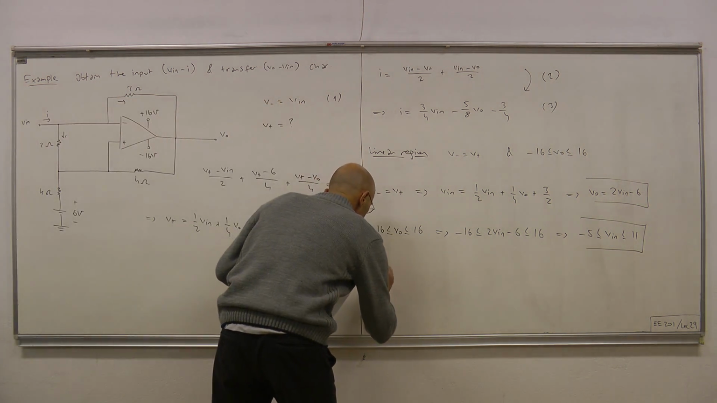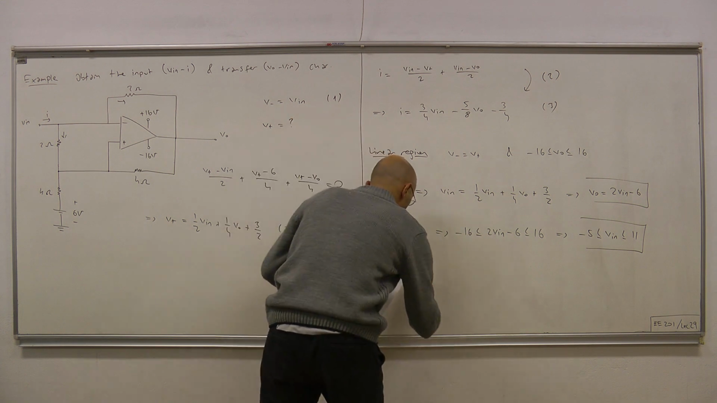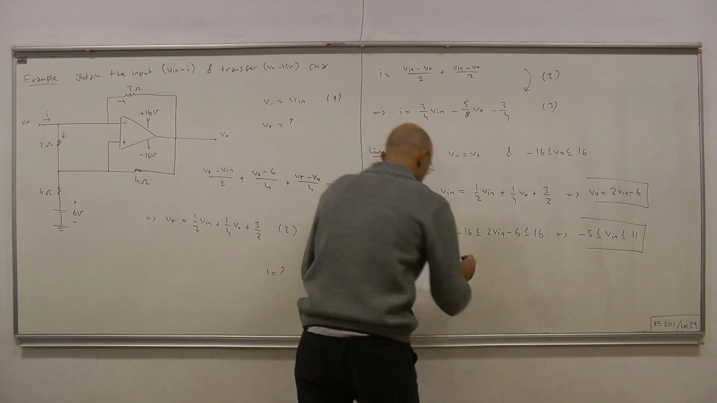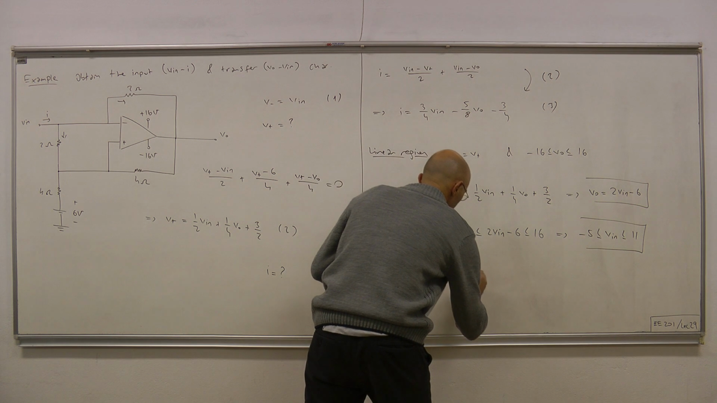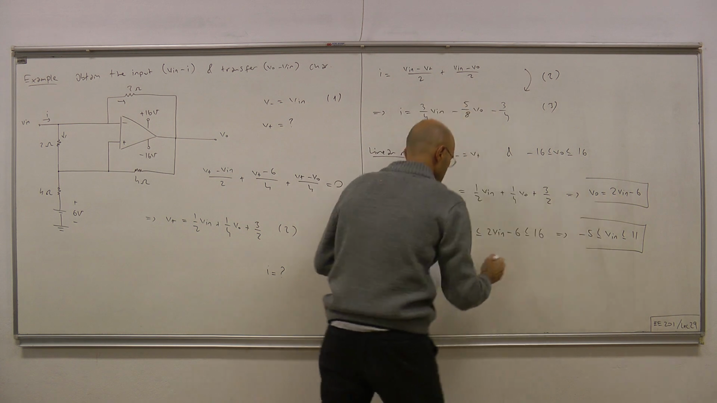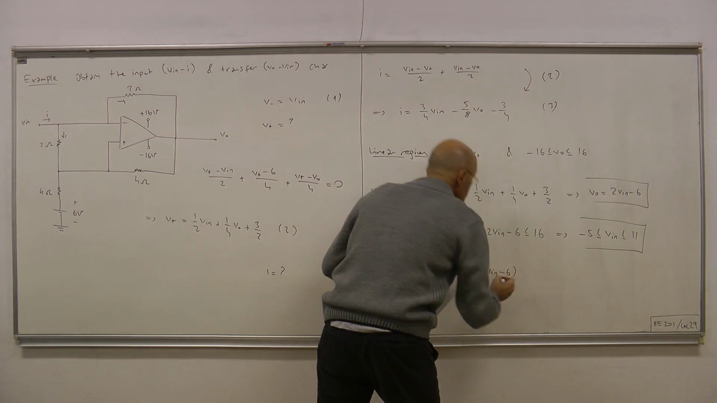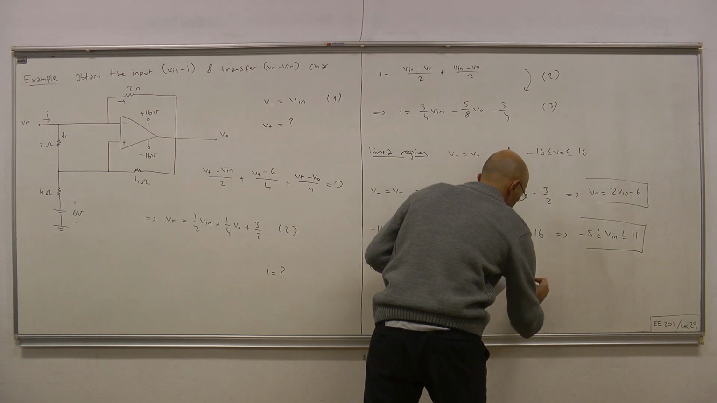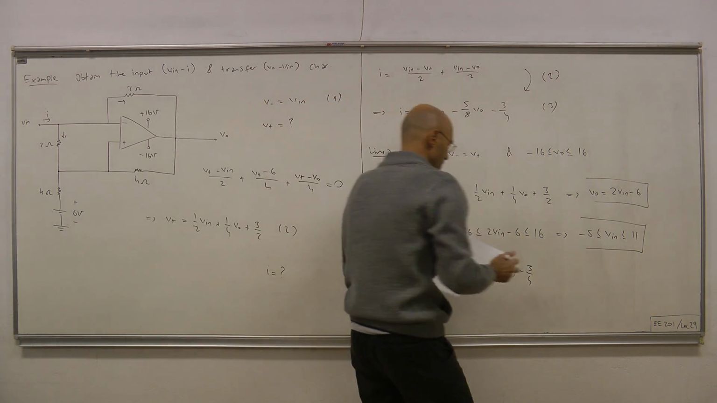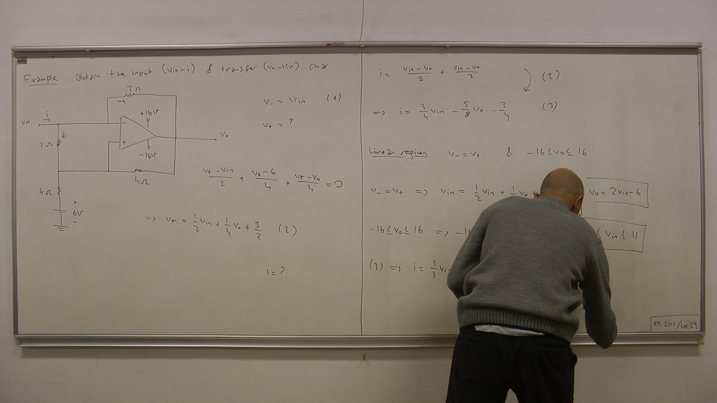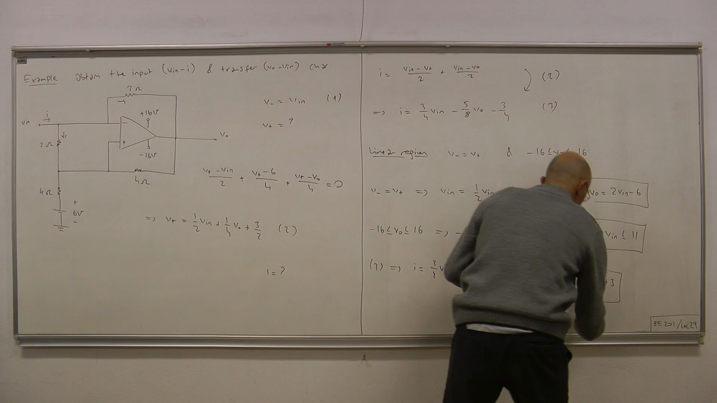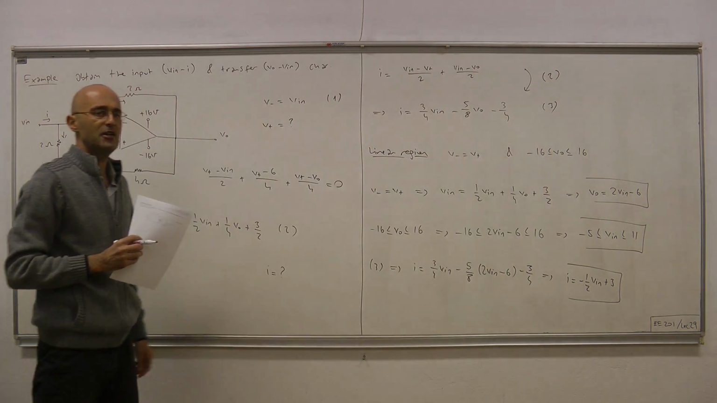And finally, using equation 3, we have I equals 3 over 4 V in minus 5 over 8 V out, and V out is 2 V in minus 6, minus 3 over 4. Okay, so that's the relation between current and input voltage. And this simplified yields I equals minus 1 half V in plus 3. And with that, our analysis for linear region is complete.